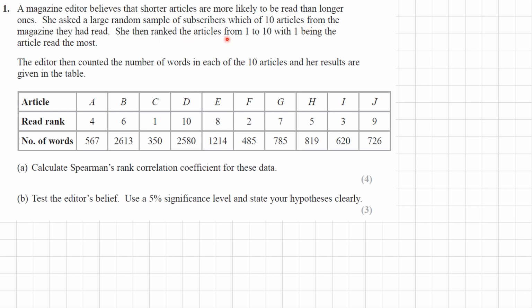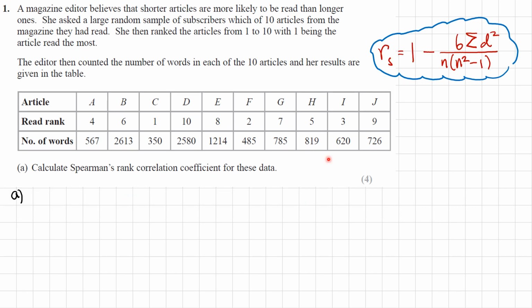She then ranked the articles from 1 to 10, with 1 being the article read the most. The editor then counted the number of words in each of the 10 articles, and her results are given in the table. So you can see the results in the table here. Articles labelled from A to J, read rank labelled from 1 to 10, and the number of words in each of those articles. Part A, calculate Spearman's rank correlation coefficient for these data.